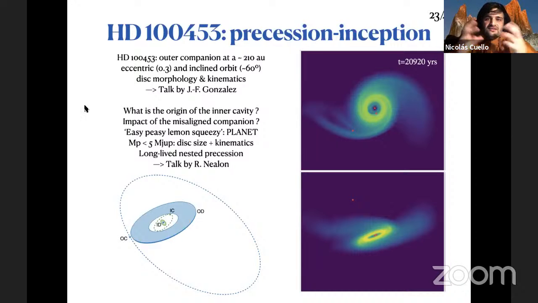But then what is the origin of the inner cavity? And also what's the impact of the misaligned companion on the evolution of this system? So I went to see Beck, and Beck said, oh, easy, I'm quoting her, easy peasy lemon squeezy, let's just put a planet in there. And indeed, we can put a planet which generates a cavity. It's also very nice because it disconnects the inner disk from the outer disk here. And you can put upper limits on the mass of the planet, because otherwise you should have seen it. And we have a long-lived nested precession, which is called precession inception. So if you want to know more about this, I invite you to see her talk.